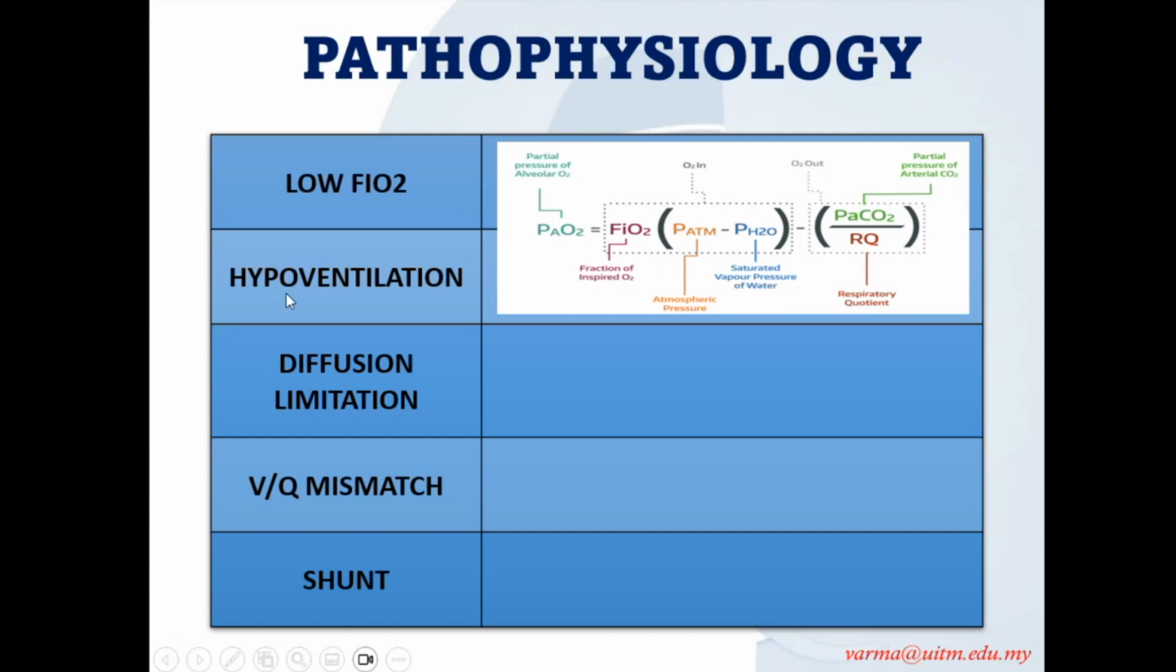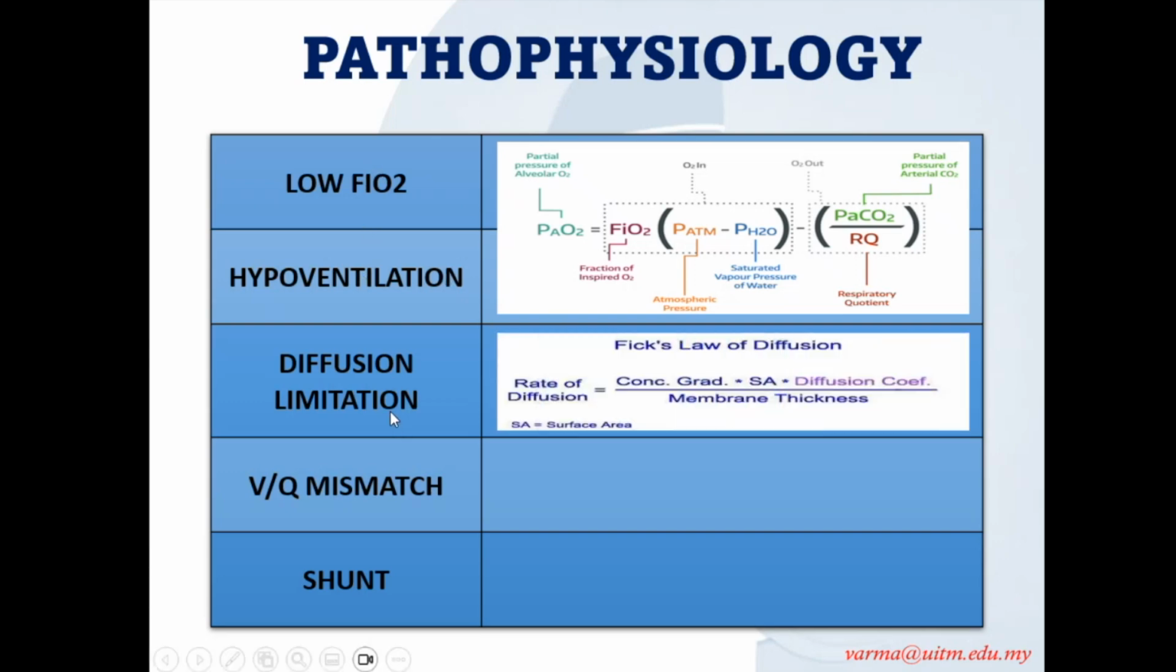In a patient who is hypoventilating, we know there will be CO2 retention. So the PaCO2 will go up. When PaCO2 goes up, your alveolar PO2 will be low. When your partial pressure of alveolar oxygen is low, then your partial pressure of arterial oxygen will be low as well. Okay, that's about low FiO2 and hypoventilation.